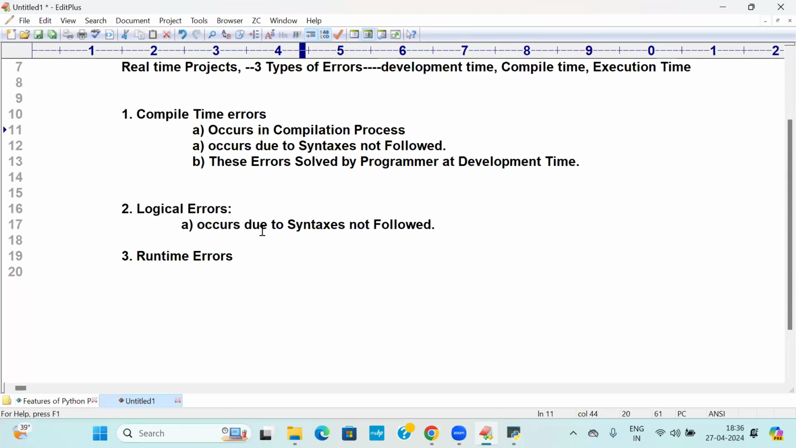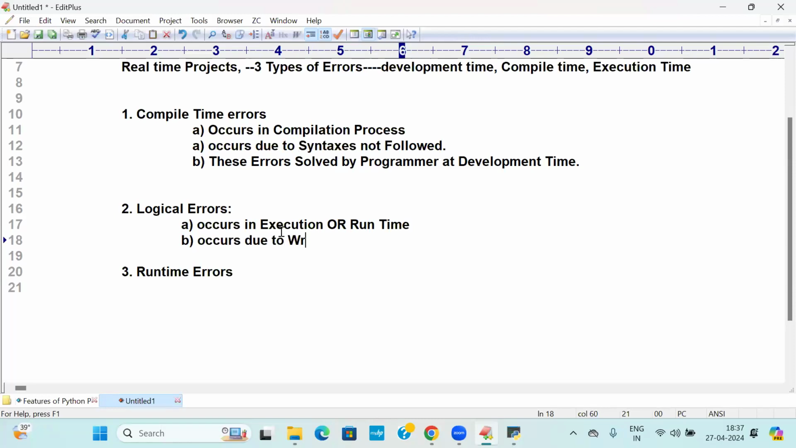This also occurs in execution time, or what you know as runtime. Are you following me? Next, second, I am talking about errors that occur due to wrong logic, I'm going to write it, wrong logic or invalid logic.